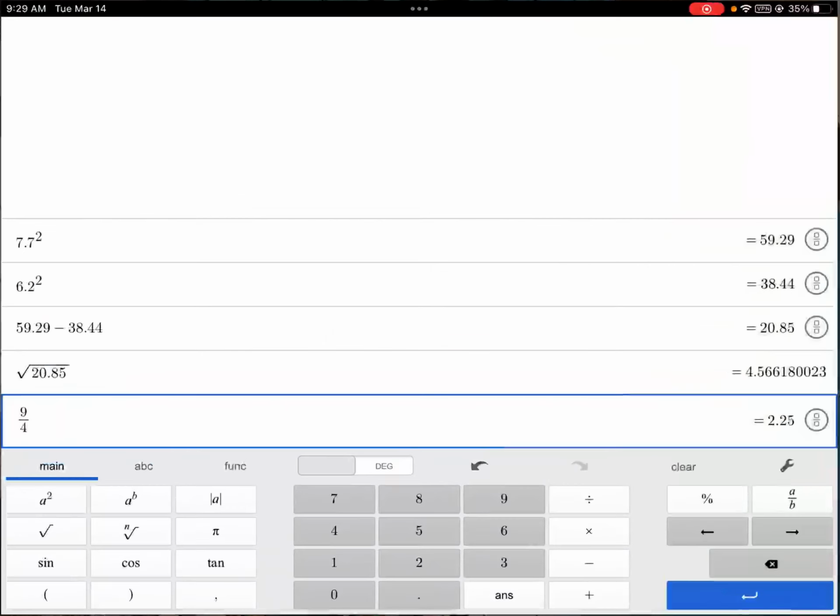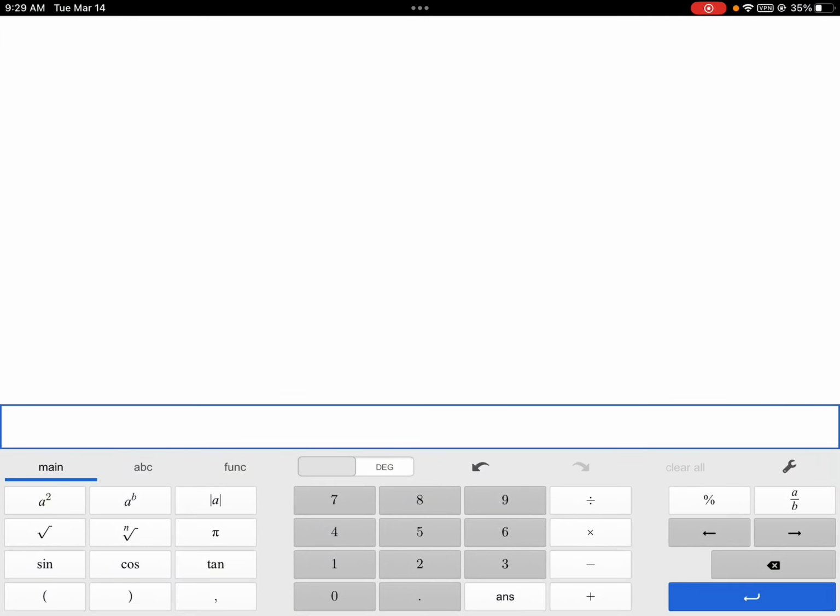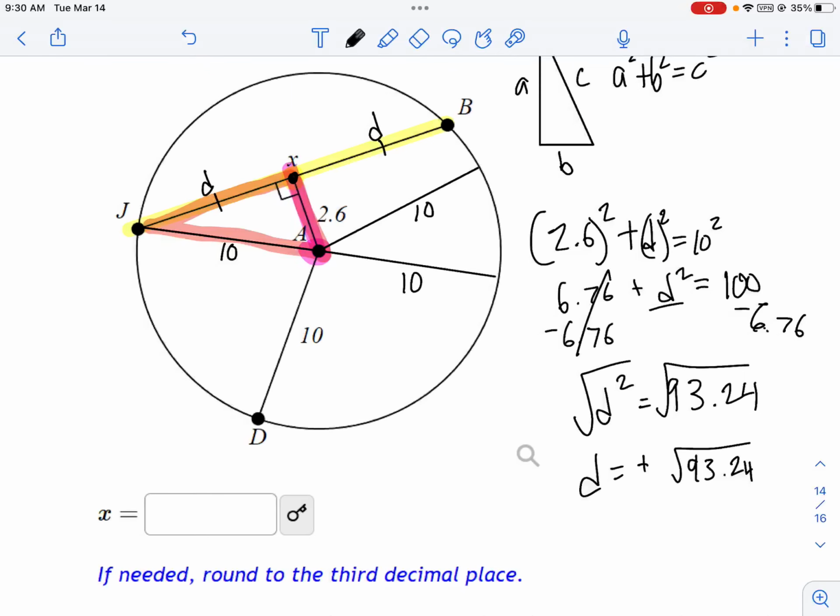So what I would do is turn to my lovely handy calculator and take the square root of 93.24, and we get a value back: 9.65608, and so on and so forth. Now, are we done? Is this our answer? No. Remember, what was your goal? It was to solve for x.